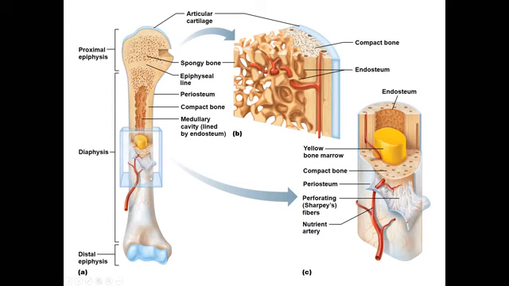Okay, so let's start off with the diaphysis, which is the shaft of the long bone. And you can see that it has a cavity, which we call the medullary cavity, which is lined by endosteum. And you can see that all around the bone we have our periosteum, apart from where the bone articulates with another bone. That's covered by articular cartilage, which is usually hyaline cartilage.